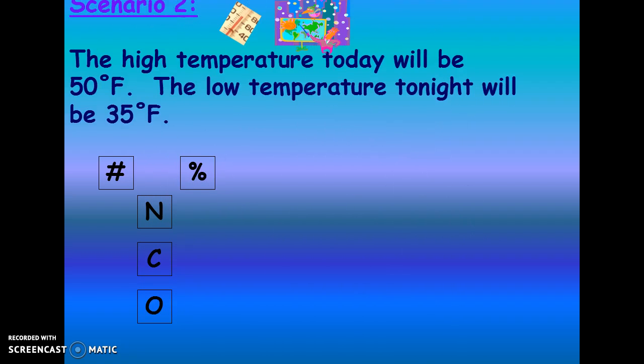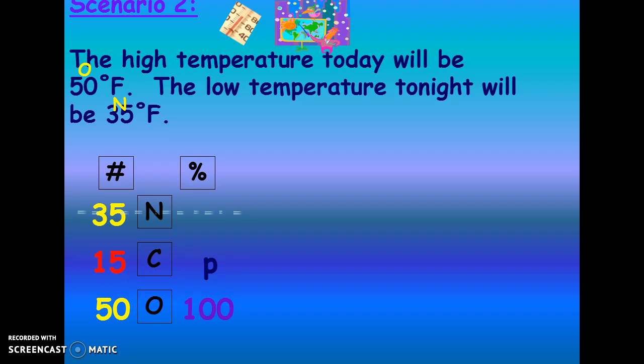In scenario 2, once again, we can start with that P over 100, and we know that we're trying to find the percent of change, so that's our variable. We can do that without even reading the problem for these types of scenarios. Next, our original number was 50, so we're going to put a 50 on the left side of the O. Our new number was 35, so we're going to put a 35 on the left side of the N because that's where we ended up.